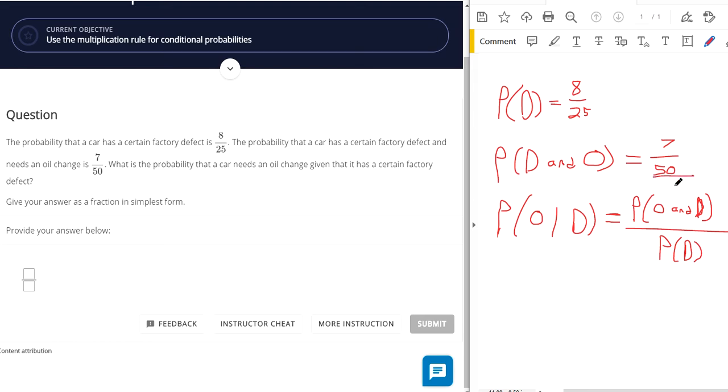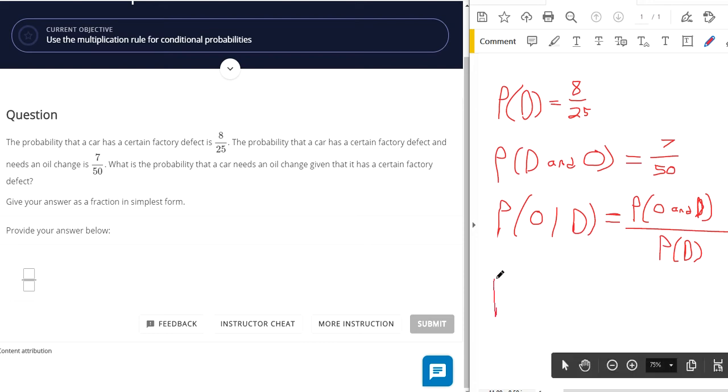So we already know this one. We already know this one. You could just plug them into the formula. Let me think if there's an easier way. No, I think we've been doing the formula written like this. You could multiply both sides by probability of D to rearrange the formula, and that works too.